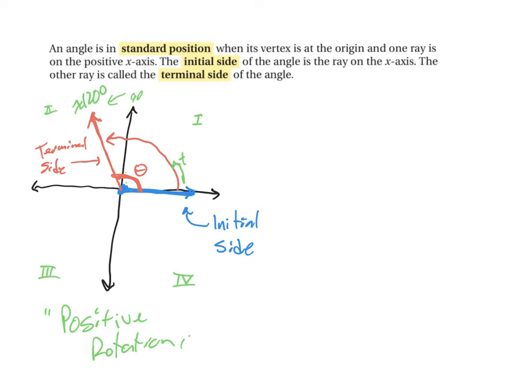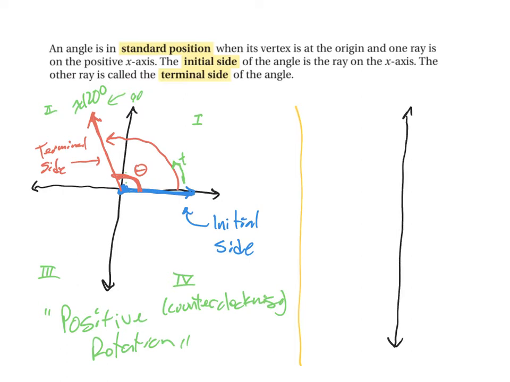I better write that in. Counterclockwise. Now we can do a negative rotation as well. I'm going to kind of split the screen into 2 here. And let's draw another coordinate plane. Maybe I'll do a better job with this one. There's my y-axis. There's my x-axis. And remember that the initial side always begins with the point at the vertex and a ray along the positive x-axis. So that's always where we're going to start.